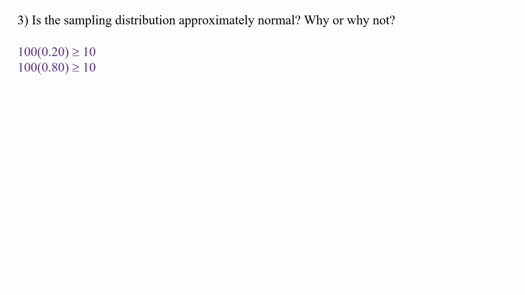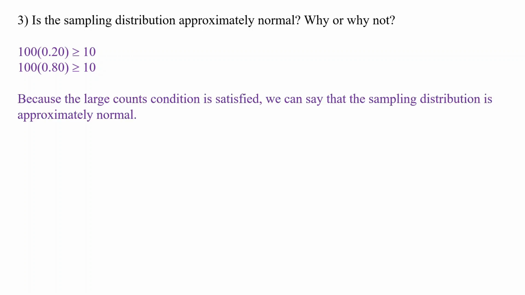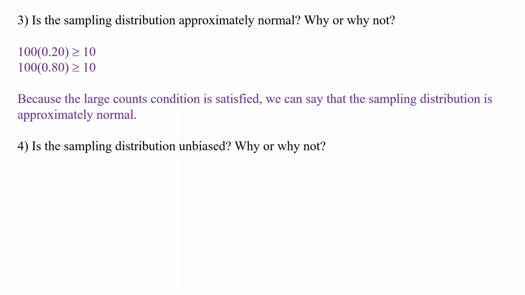Put those numbers into the large counts condition: n times p greater than or equal to 10, and n times 1 minus p greater than or equal to 10. In this case, you can see that the large counts condition is satisfied. When you take 100 times 0.2, you get 20. 100 times 0.8 is 80. Both of those are greater than 10, so the large counts condition is satisfied, and we can say that the sampling distribution will be approximately normal.